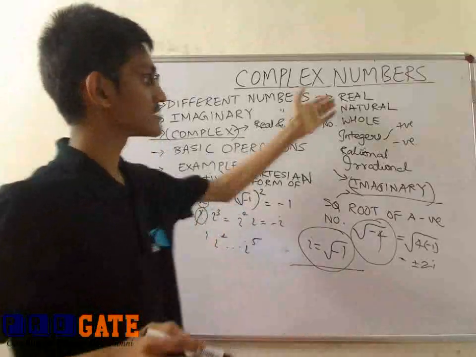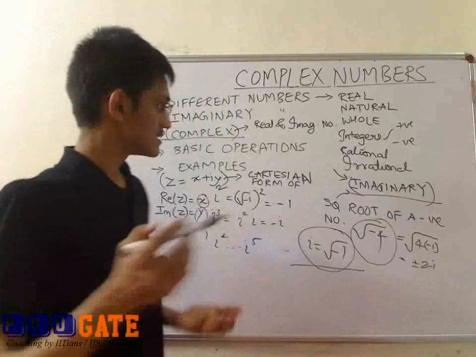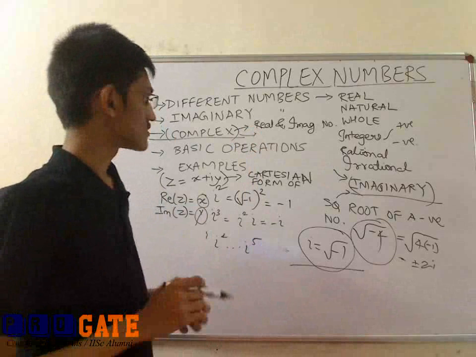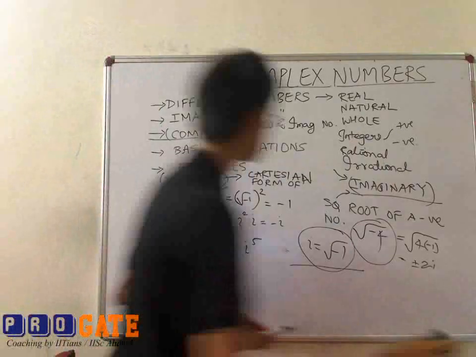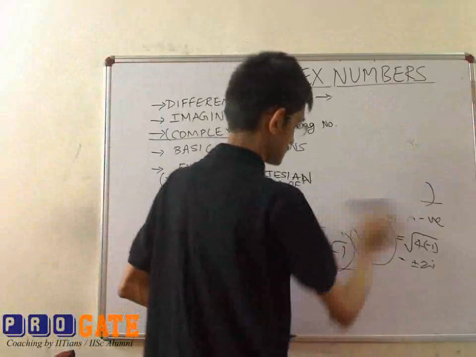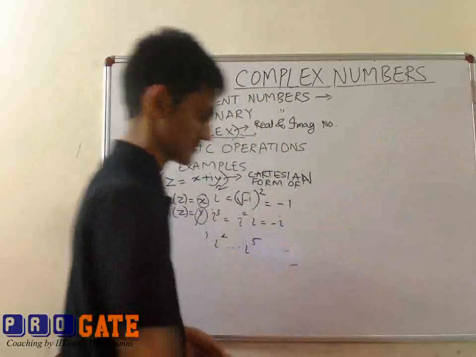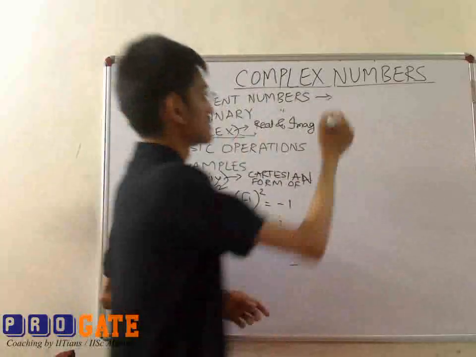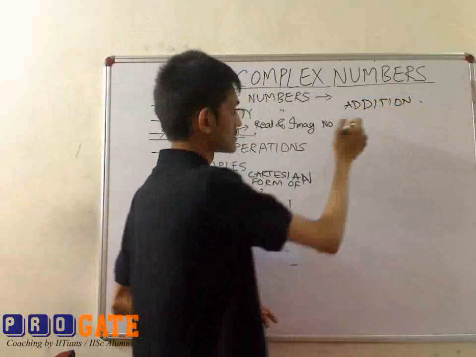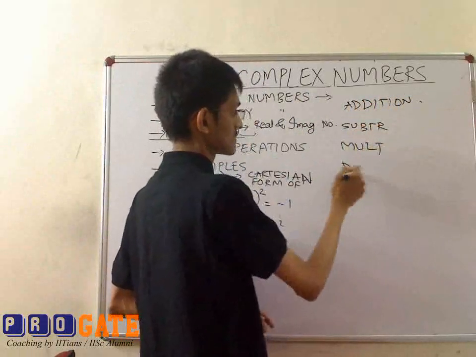Now just as for real numbers we have basic mathematical operations like addition, subtraction, multiplication, division, the same operations can be performed on the complex number. So let's go about applying those operations for the complex number. The first operation is addition, then comes subtraction, multiplication and division.